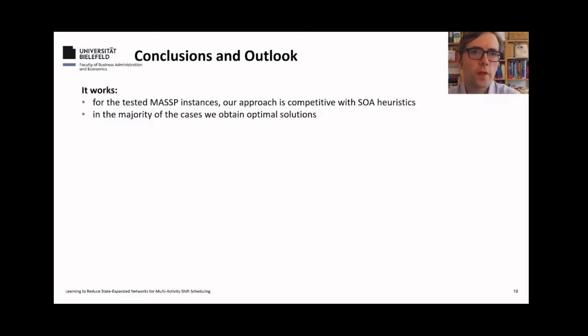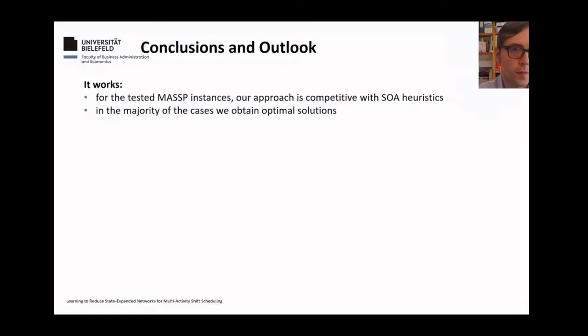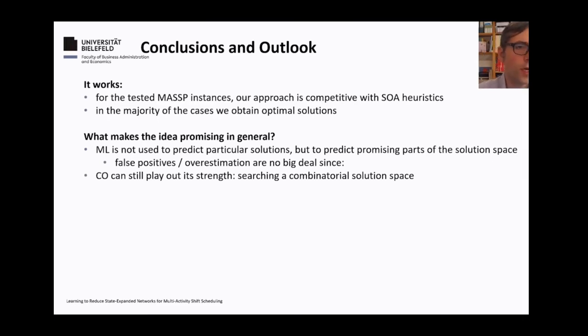So let me briefly conclude this talk and give a short outlook. First of all, I think the preliminary results presented here showed that the approach generally works. Our approach was competitive with state-of-the-art heuristics, and in the majority of the cases we were able to obtain the optimal solutions for the instances under consideration. Why do we think that the idea presented in this talk is promising in general? We think that it is promising because machine learning is not used to predict particular solutions, but to predict promising parts of the solution space, which allows combinatorial optimization to still play out its strength, namely searching a combinatorial solution space.